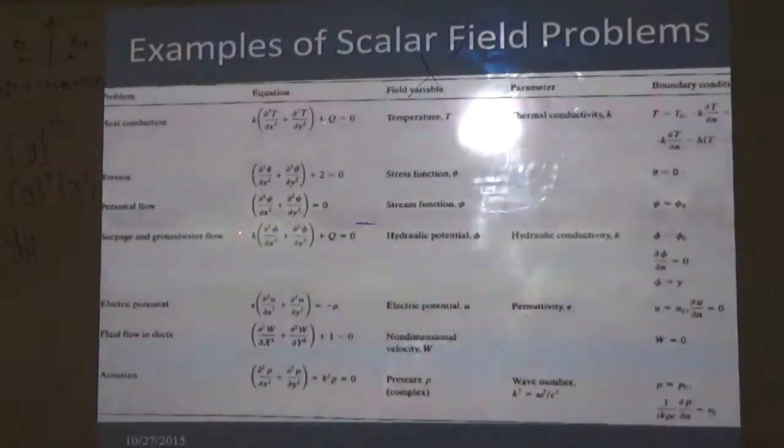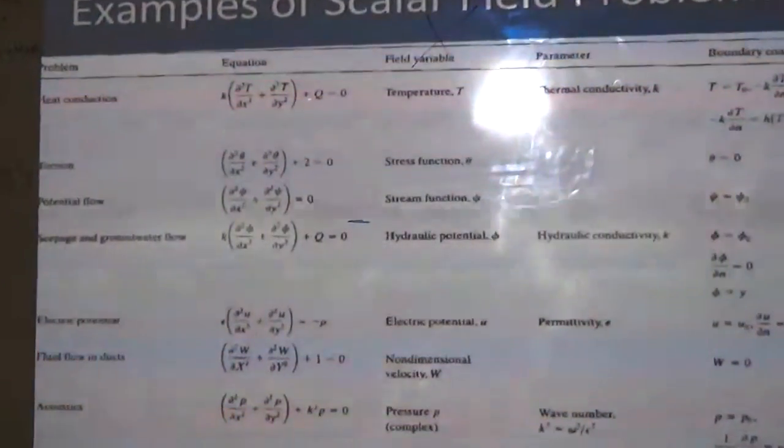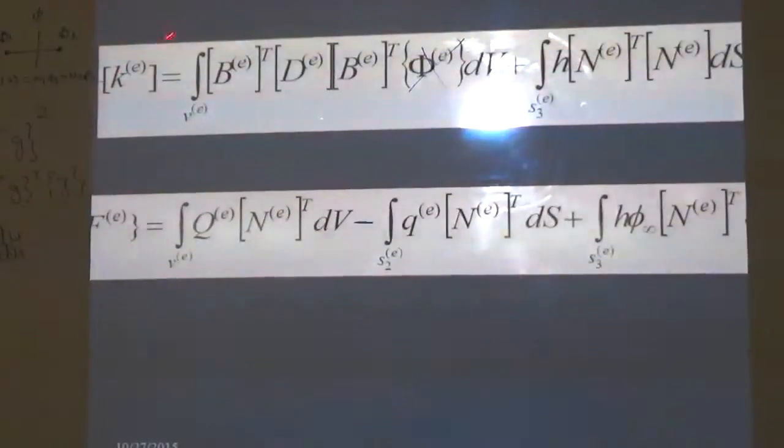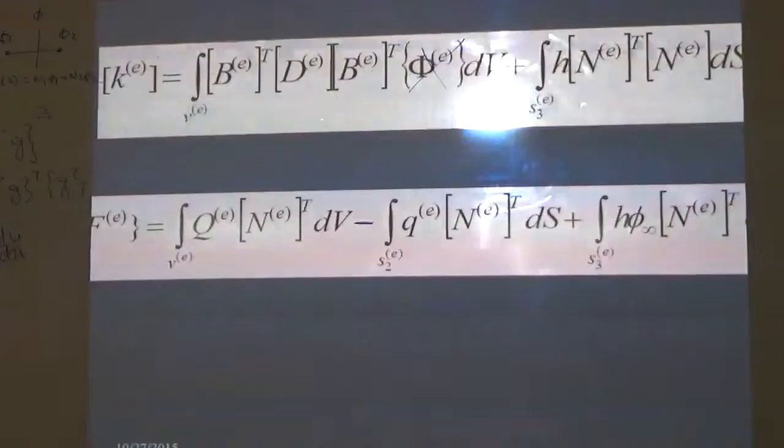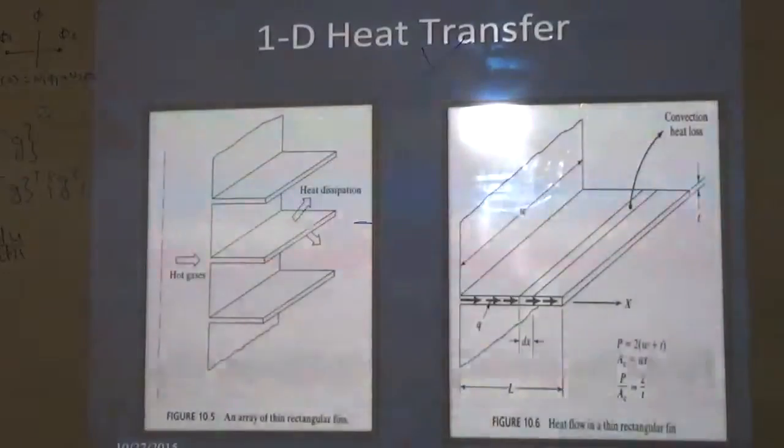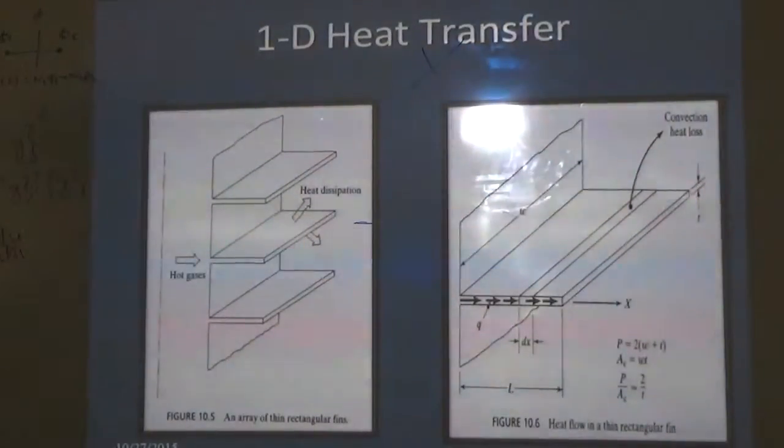The seepage problem, the groundwater problem, again the free variable is the hydraulic potential. Where k is there, what is the k? K is the hydraulic conductivity. Similarly for electric potential, the k is epsilon. What is epsilon? Epsilon is the permittivity. So this element equation is applicable for all the scalar field problems. The other thing is you have to tailor it according to the physics. Right, so let's apply this for one-dimensional heat transfer.